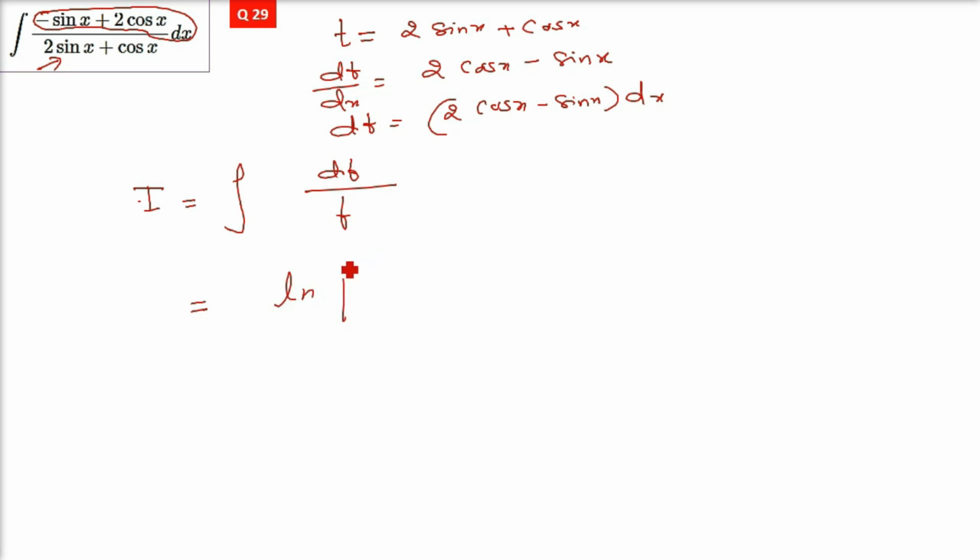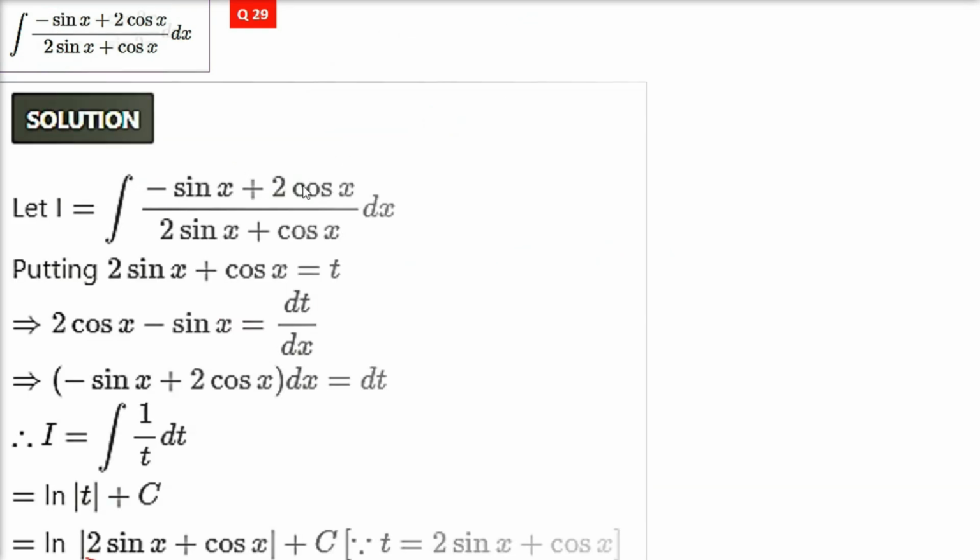I'll just bypass one step and write what t was. So this is going to be 2 sin x plus cos x. Don't bypass this step, okay? You have to write that step. I'll show you how to do that. So this is the solution we were talking about.